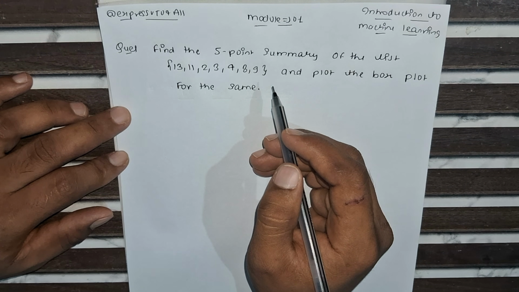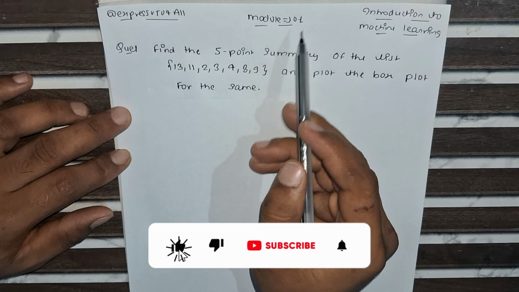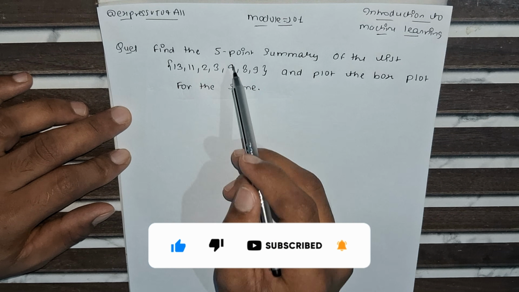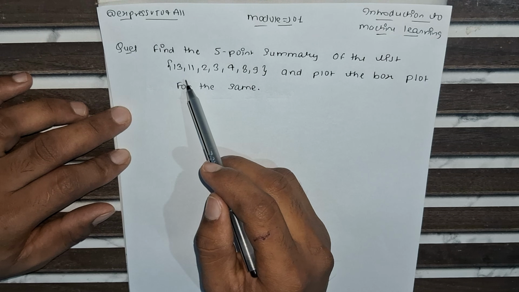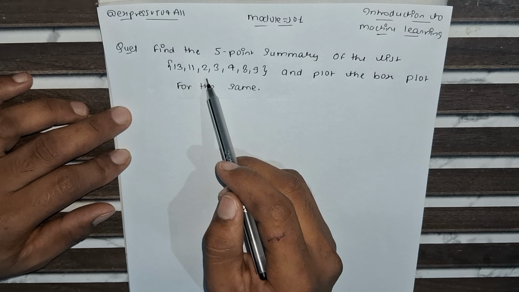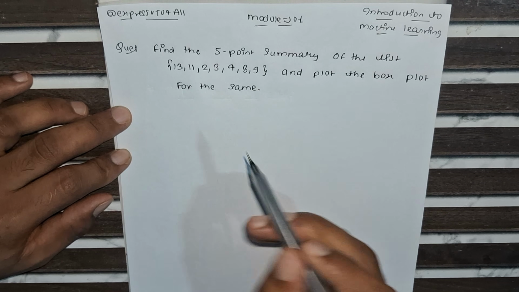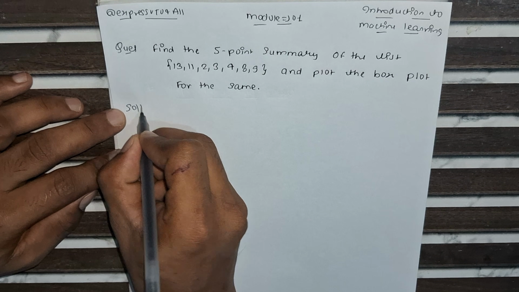In this video, we are going to solve a very important problem from Module 1, Introduction to Machine Learning. So the question is, find the 5-point summary of the list which is given here, 13, 11, 2, 3, 4, 8, 9, and plot the box plot for the same. So let's solve this question.